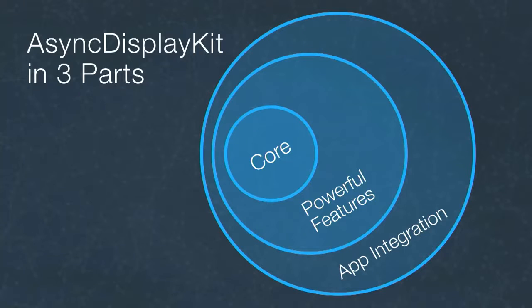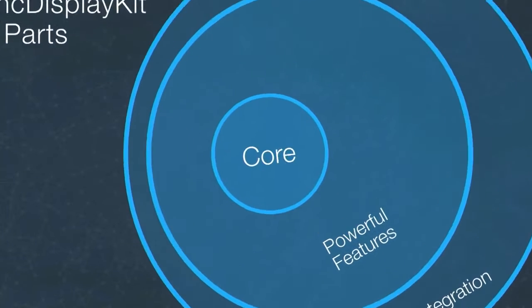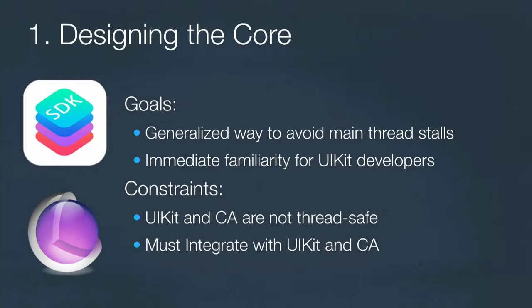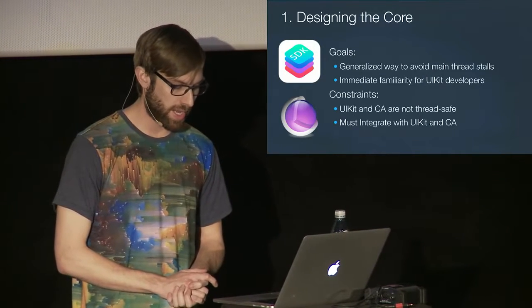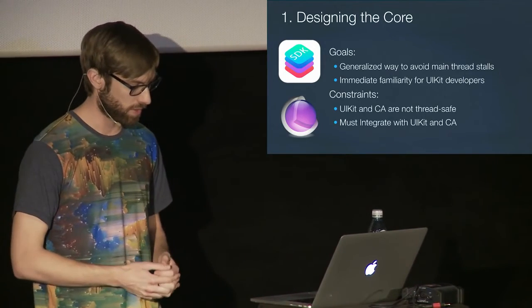So let's go through AsyncDisplayKit, first starting with how it's designed, some of its core implementation details, then getting into some of its feature set, basically the things that the abstraction has allowed to be done conveniently, and lastly into app integration topics. So in order to understand the core, it's useful to know what the design goals were. First is a generalized way to avoid main thread stalls, to move all of those things mentioned previously off the main thread by default whenever possible. And the next is to have an immediate familiarity to UIKit developers. So we didn't want to just create this alternate ecosystem.